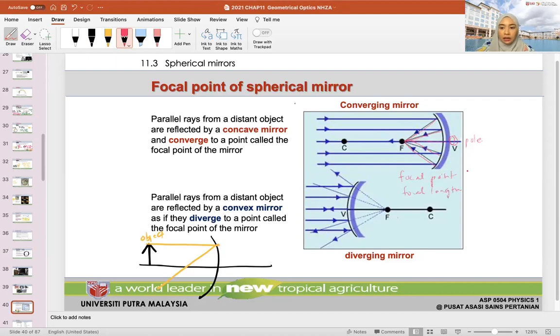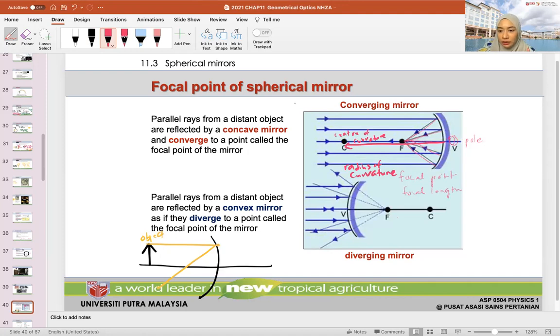And then 2 times the focal length is your center of curvature. Let me write that using pen. Center of curvature. And they will call the distance from the pole to C the radius of curvature. But if you don't remember whether it's center of curvature or radius of curvature, you just call it curvature, it's actually the same. It's just terms. As long as you know how to draw the ray diagrams, it's good enough.